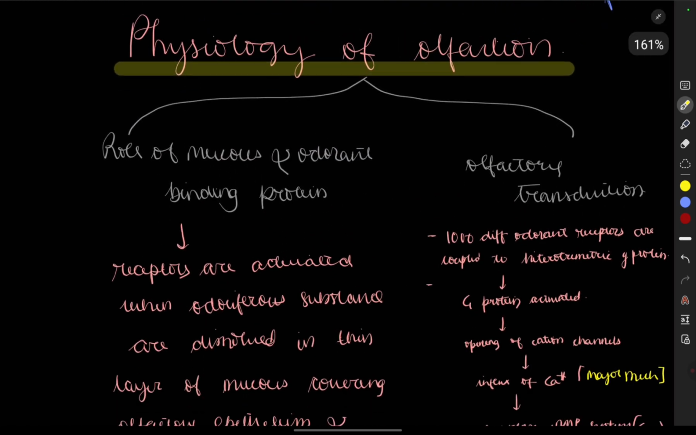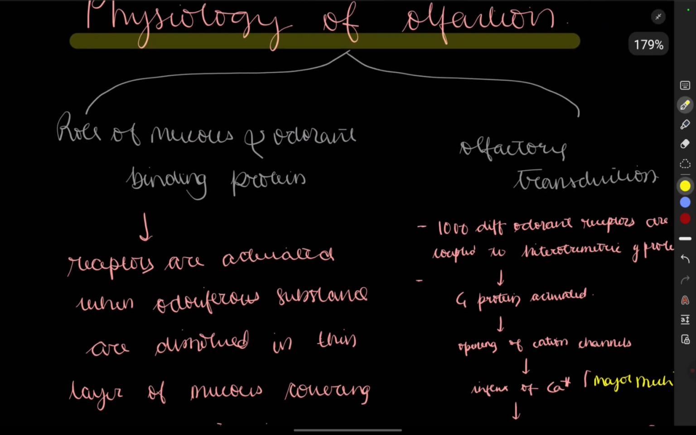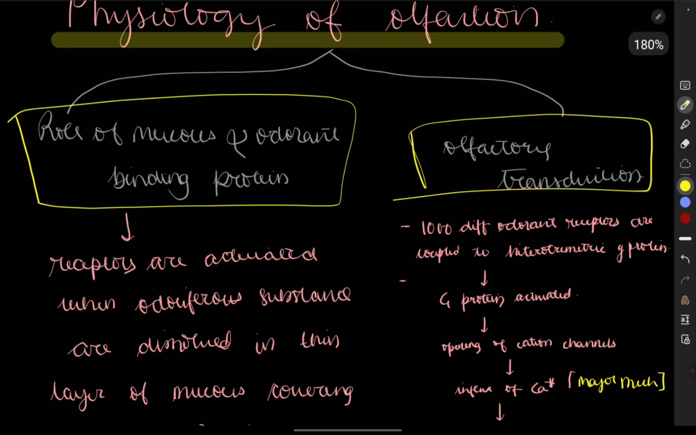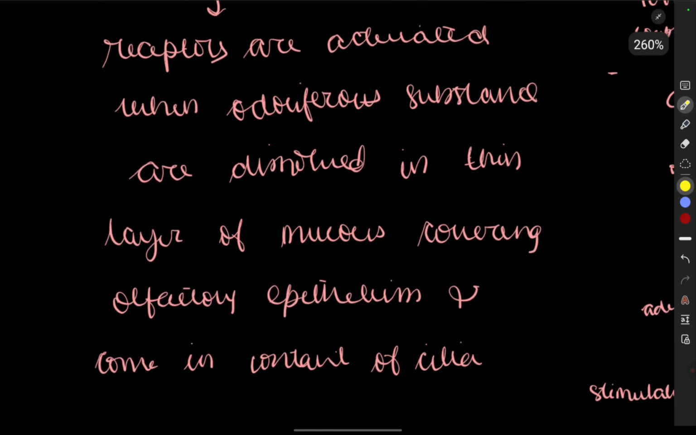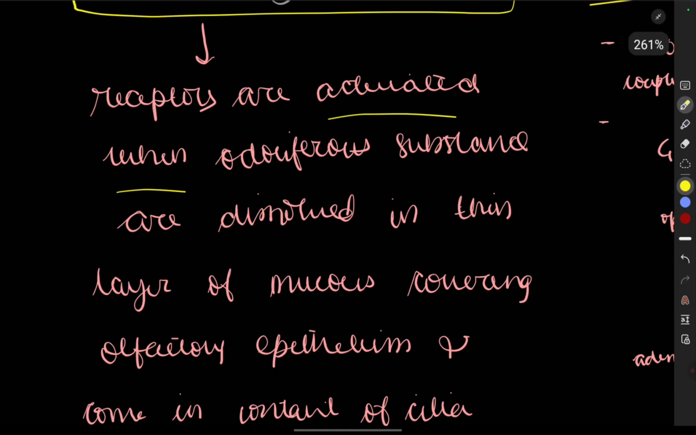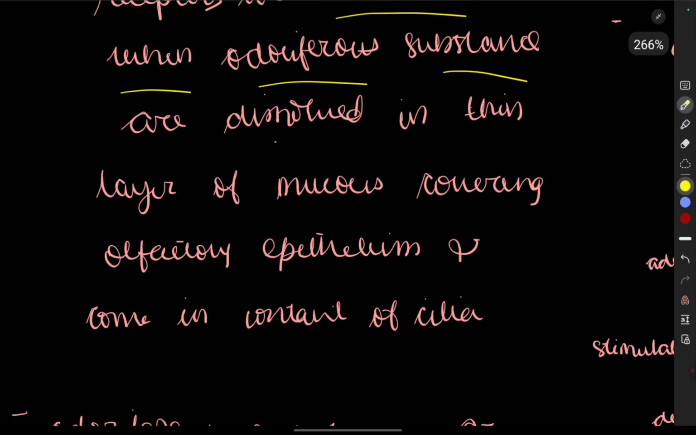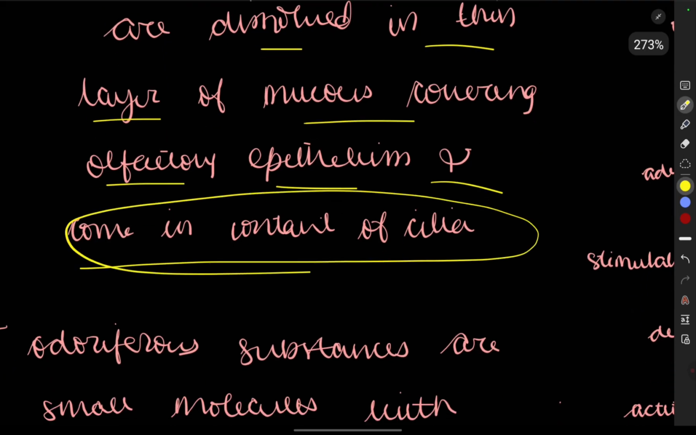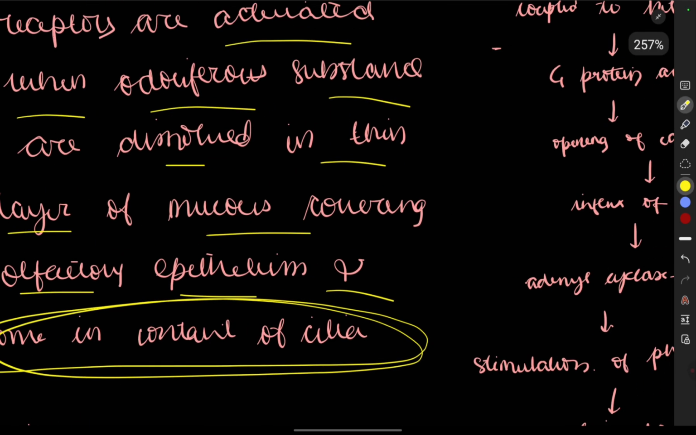Now, the physiology of olfaction. What is the physiology of olfaction? We have two parts in this: the role of the mucus and odorant binding protein, and the olfactory transduction. Okay, let us understand fast. Receptors are activated when odoriferous substances are dissolved in thin layers of mucus covering the olfactory epithelium and come in contact with the cilia.